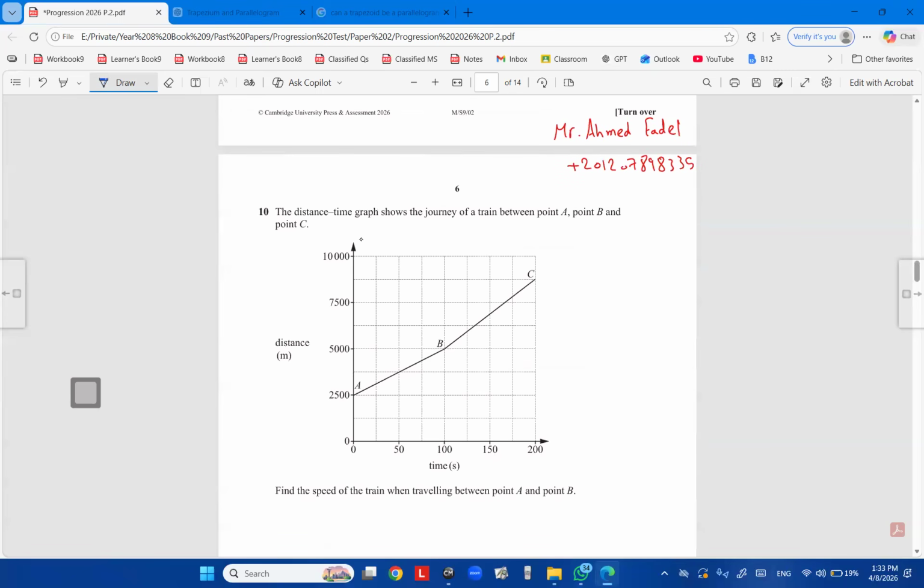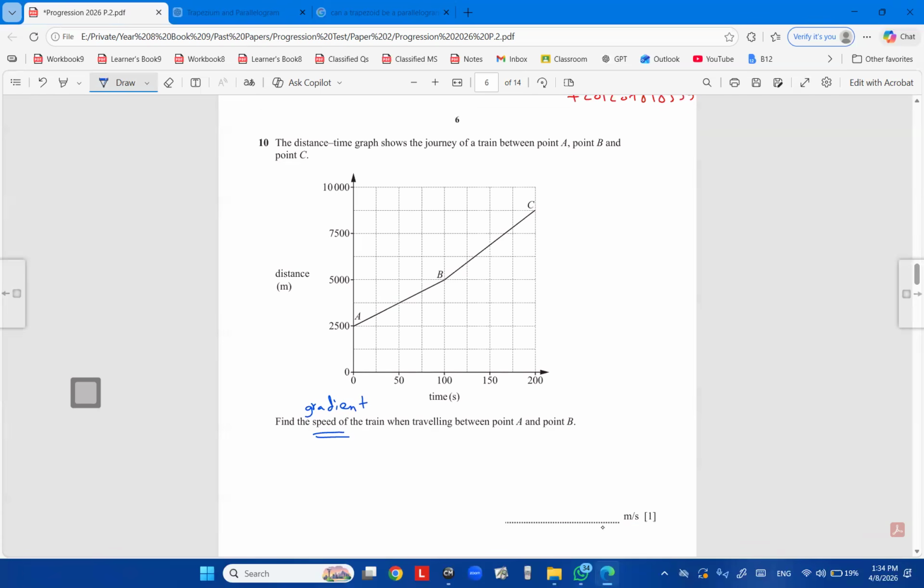Here, the distance-time graph shows the journey of a train between point A, point B, and point C. They want you to find the speed. We agreed in the speed-time graph, we have the speed, but in the distance-time graph, the speed is the gradient. The speed is the gradient. So they wanted how many meters per second. So find the two stable points. Here you go. Could be this, could be that, or could be the other one over here. Whatever, it doesn't actually matter.